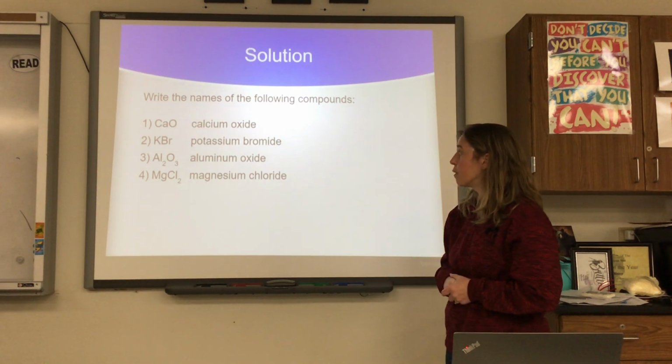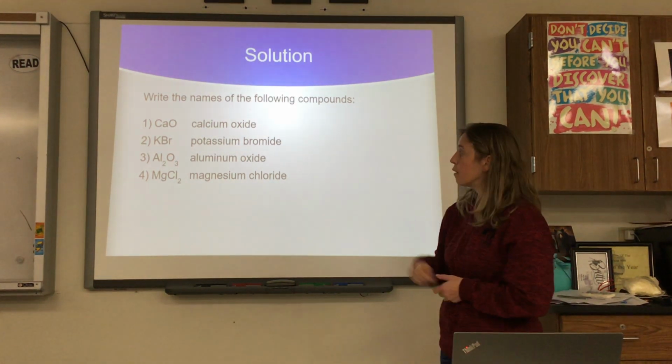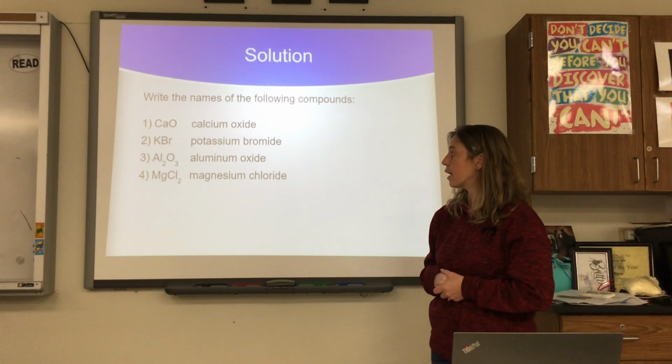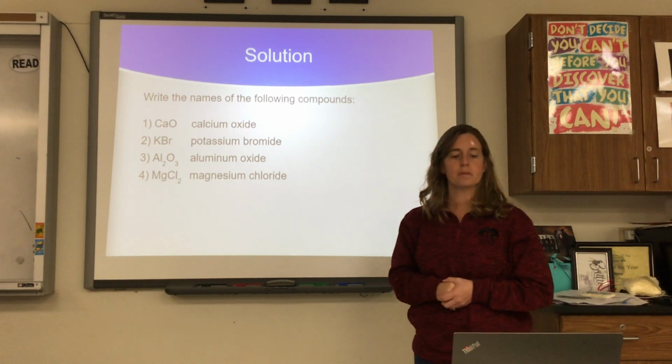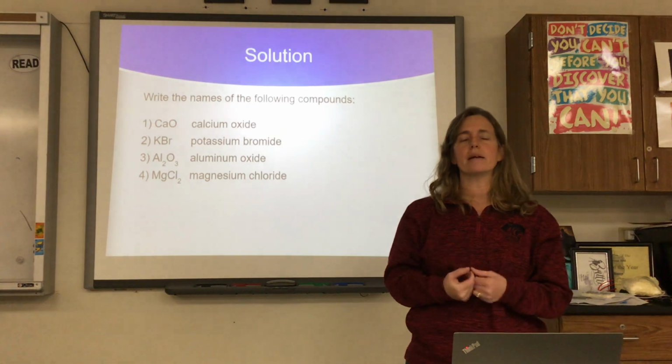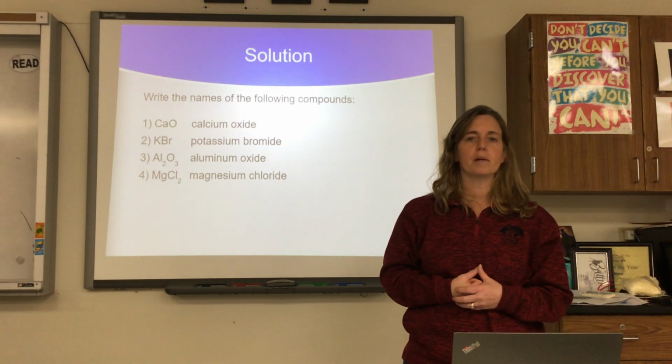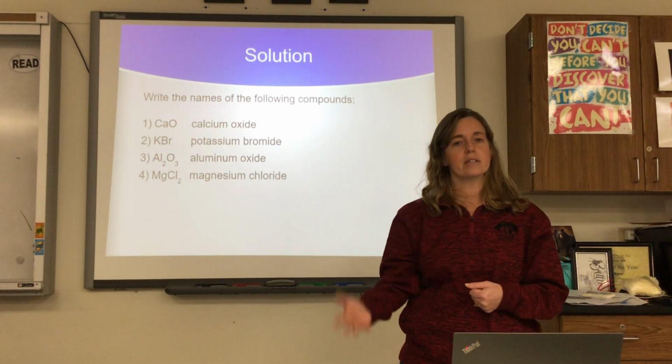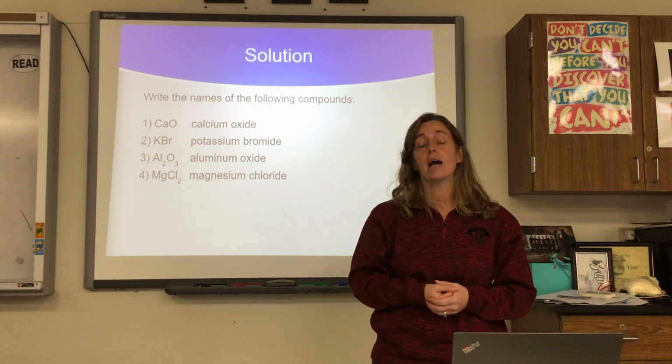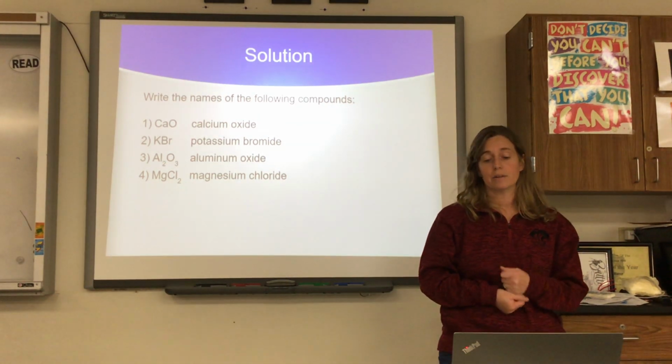Second one, you're going to have potassium bromide. Third, you're going to have aluminum oxide. And then finally, you're going to have magnesium chloride. So as you can see, naming is fairly easy. You're just looking for the element on the table, naming it, and it's the second element listed, that's your anion, and you're just going to change it to IDE, okay?